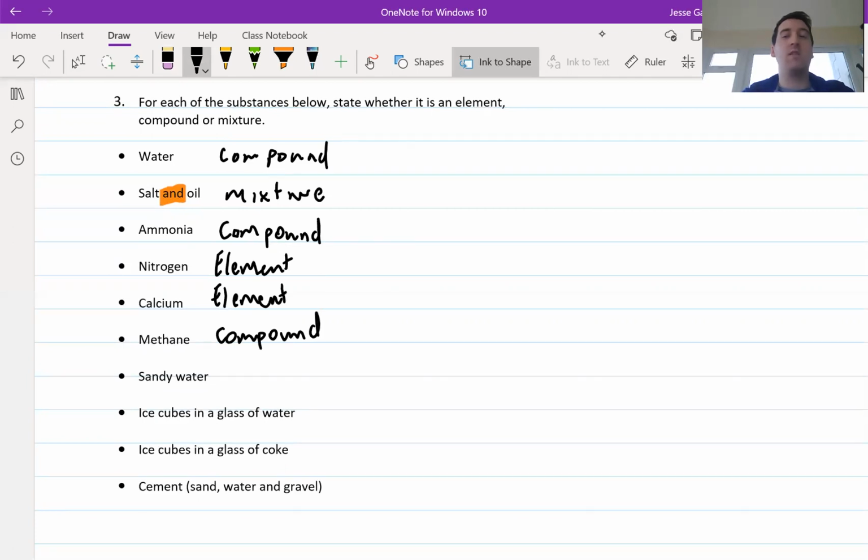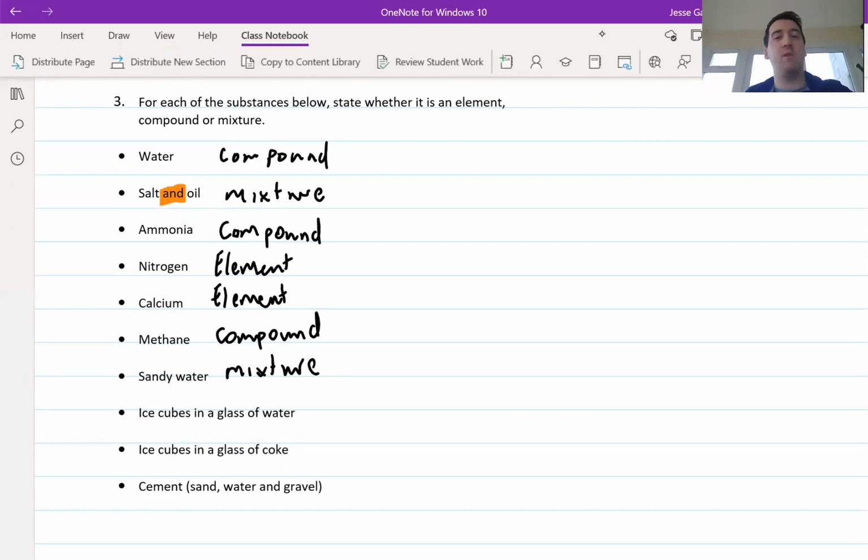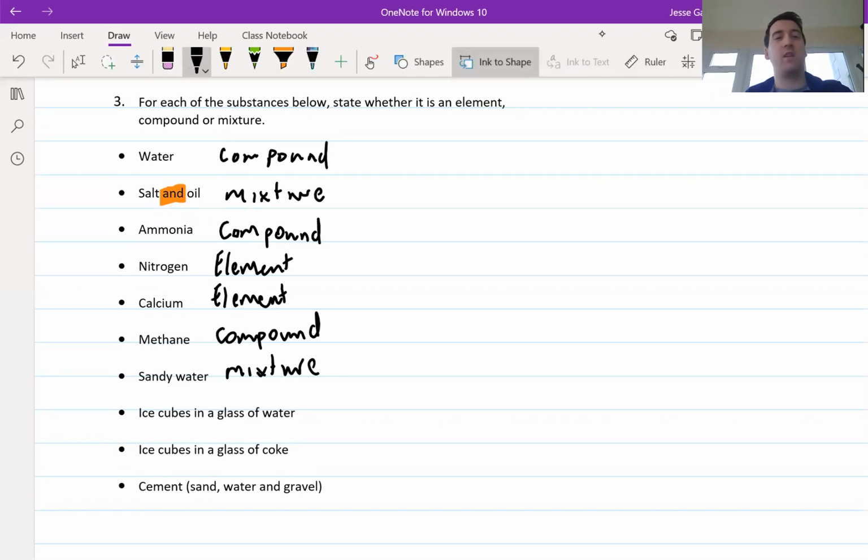Sandy water. Well, this is the same as sand and water. So what is this going to be? This is a mixture. Well done, if you got that right. Ice cubes in a glass of water. This is a little tricky one. Have a really good think about this now. I am telling you, it's a little bit tricky, this one. So just have another little think. Pause the video and really think about it.